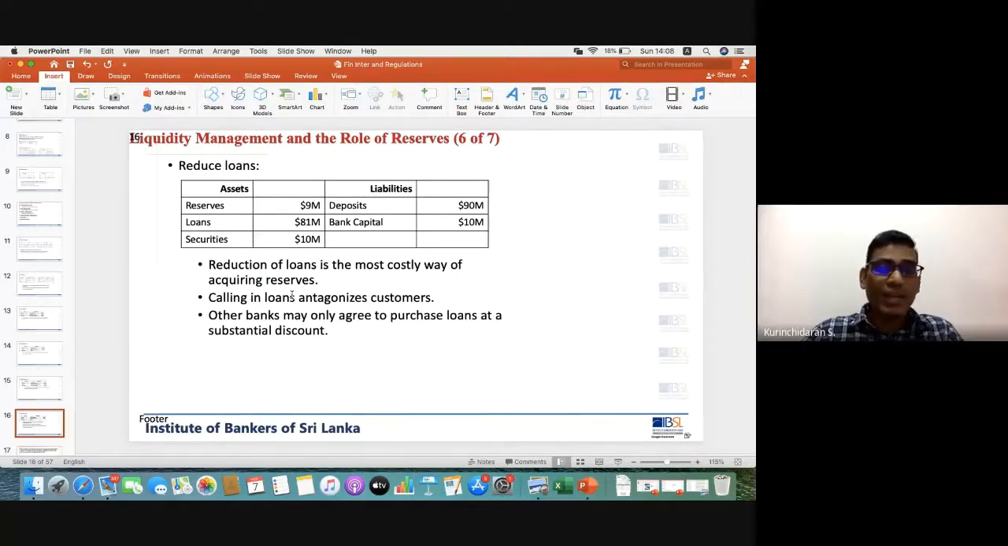You can also have some arrangement with other banks, meaning selling your loan portfolio to other banks by way of securitization or something like that. But still, other banks will demand a substantial discount on your loan portfolio. So you can get this $9 million by selling your loan portfolio, but that will come with a huge cost compared with other avenues, right? So liquidity management is very key, because if you don't manage it properly, you are going to lose money.